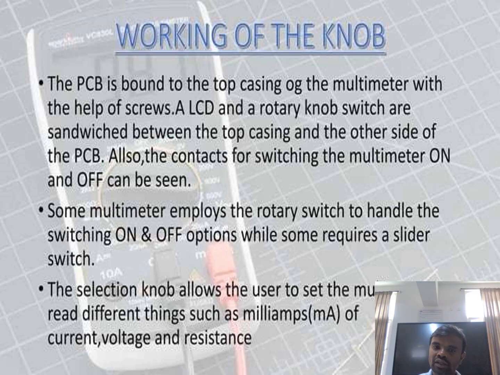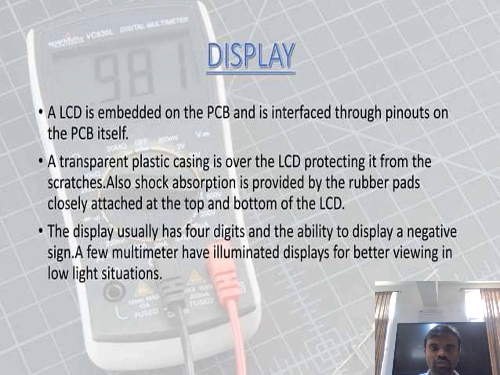Okay, then various selection knobs are available in the multimeter. They are used for selecting the appropriate milliamps of current or voltage and resistance values.